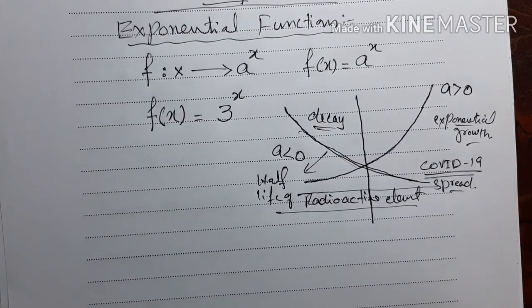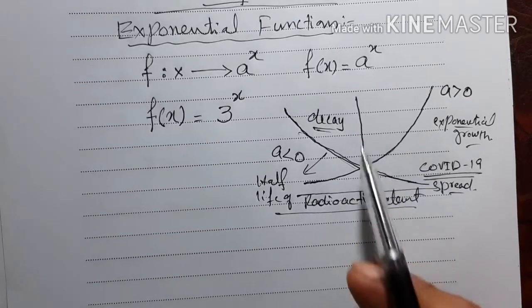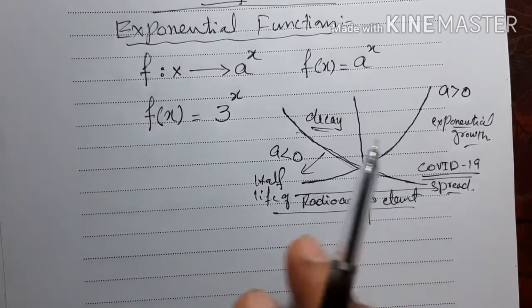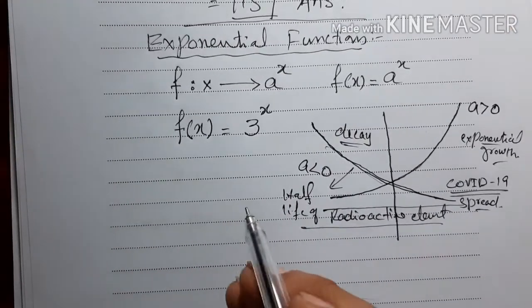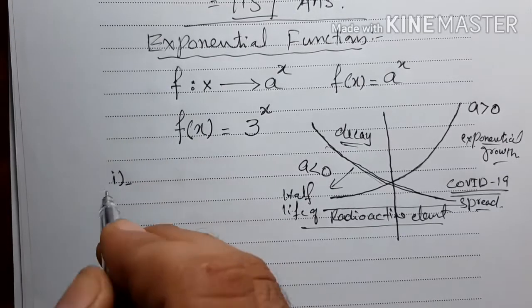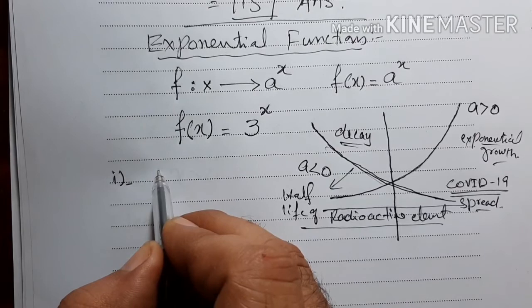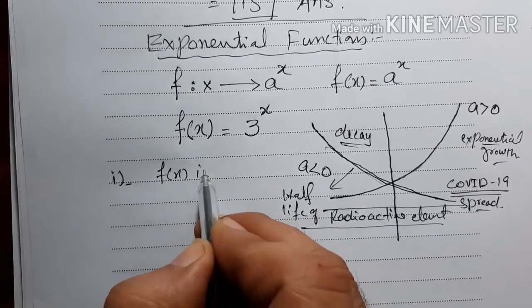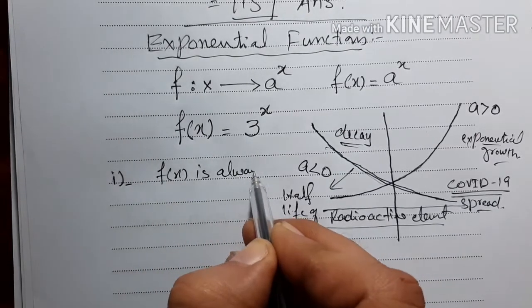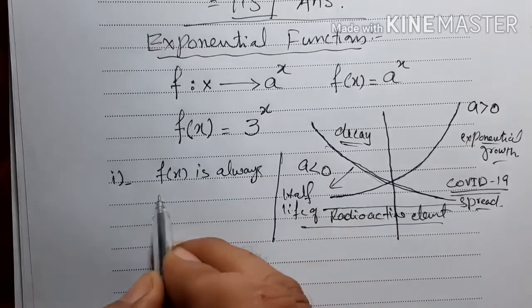Okay, so there are certain properties of this exponential graph function. Number one, f(x) is always positive.